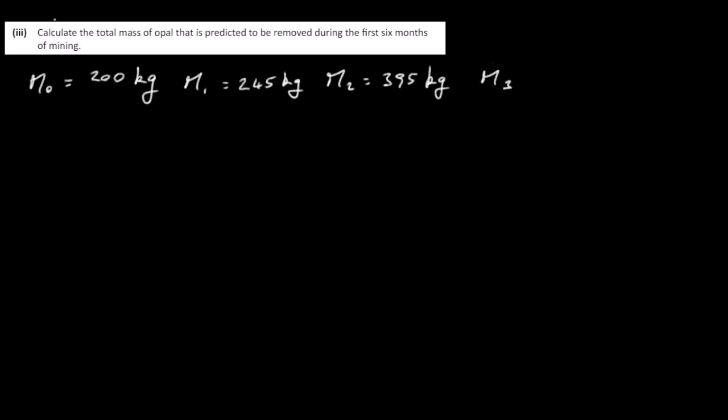So in part 3, we have to calculate the total mass of opal that is predicted to be removed during the first 6 months of mining. So we already have some of these months. We have M0, which was 200 kilograms. We have M1, which was 245 kilograms. We have M2, which was 395 kilograms. And we have M3, which was 578.75 kilograms. So what we've got to do is work out M4 and M5.